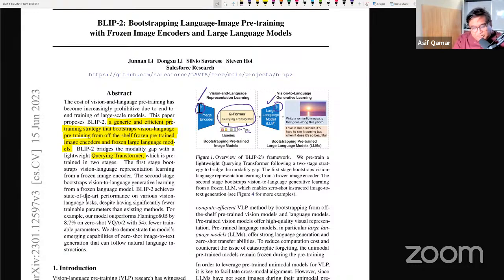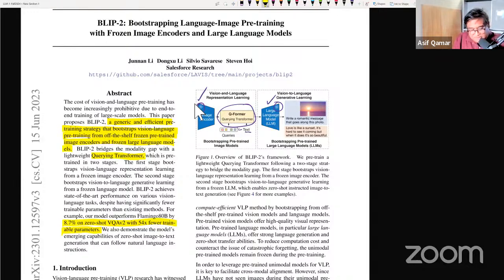BLIP-2 achieves state-of-the-art performance on various vision language tasks despite having significantly fewer trainable parameters than existing methods. For example, our model outperforms Flamingo. By the way, we'll cover the Flamingo paper also. Flamingo is an important paper. It says that it outperforms Flamingo by 8.7% on zero-shot visual question answering tasks. And this is the important thing: it beats Flamingo, which was a state-of-the-art model at the time, with 54x fewer trainable parameters. Flamingo was ginormous. Imagine something that's just 2% of its size.